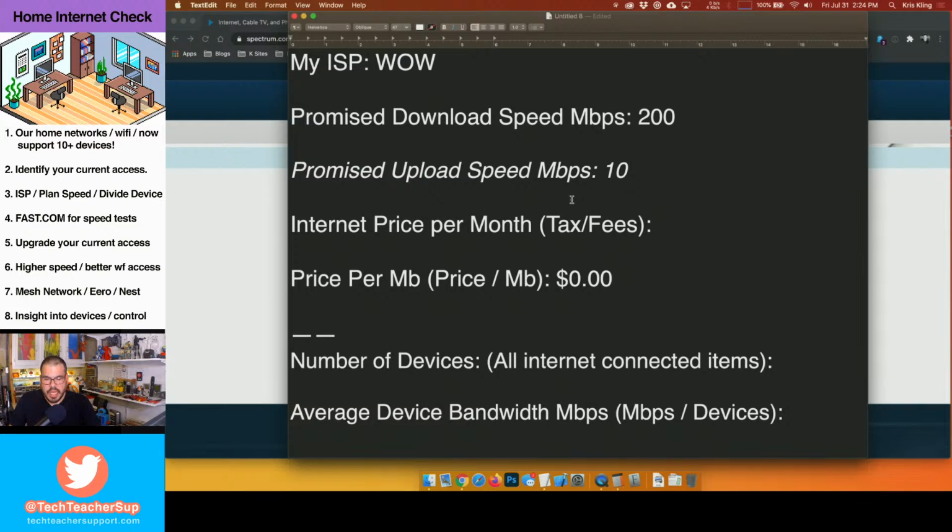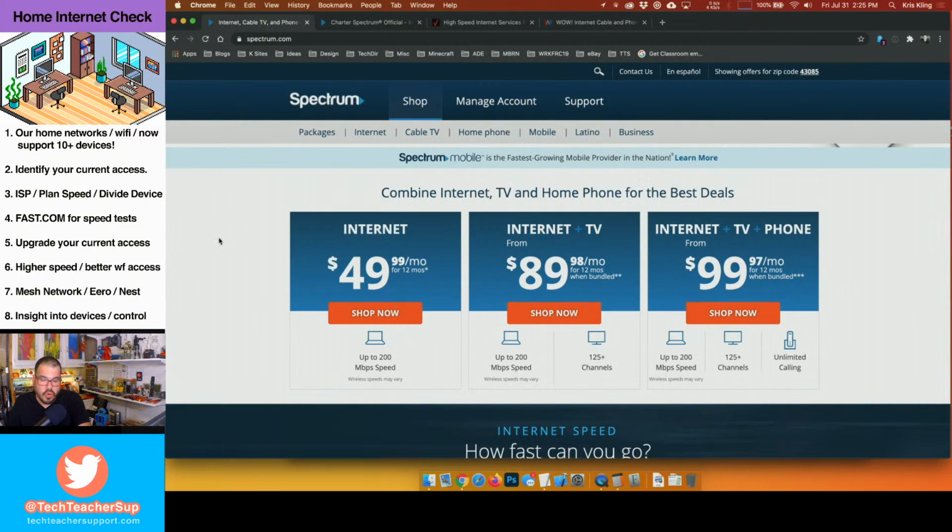Okay, this next line here, price per month. And again, just separate out what you're paying for internet. If you have it all bundled in, see if you can take your bill and separate out just the internet part. But don't forget to add in the taxes and fees. You know, right here, $49.99 a month.